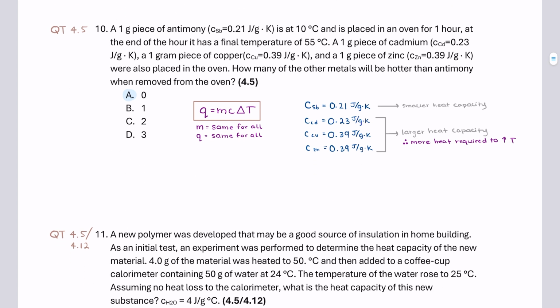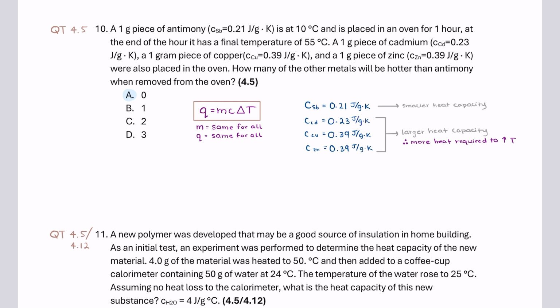Problem 10 says, a 1 gram piece of antimony is at 10 degrees Celsius and it's placed in an oven for 1 hour. At the end of the hour, it has a final temperature of 55 degrees Celsius. A 1-gram piece of cadmium, a 1-gram piece of copper, and a 1-gram piece of zinc were also placed in the oven. How many of the other metals will be hotter than antimony when removed from the oven?